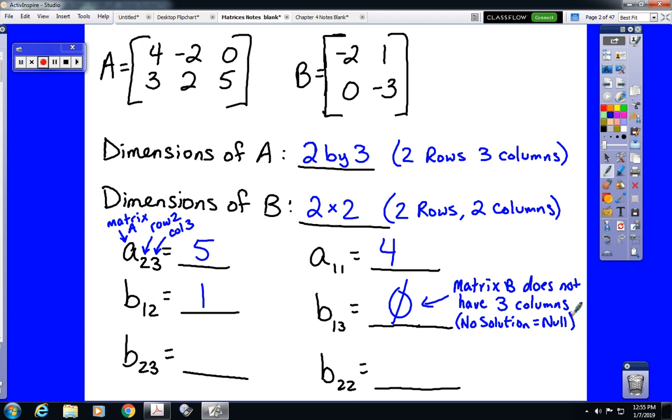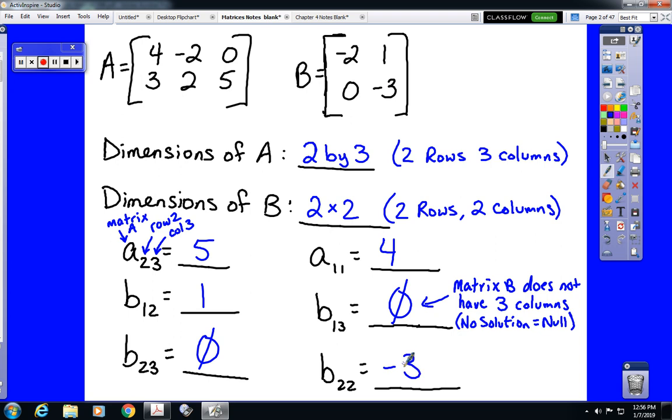So B2, 3, that's matrix B, row 2, column 3. Row 2, same problem, there is no column 3. So we would simply answer with the null symbol. And B, matrix B, row 2, column 2, that would be negative 3.